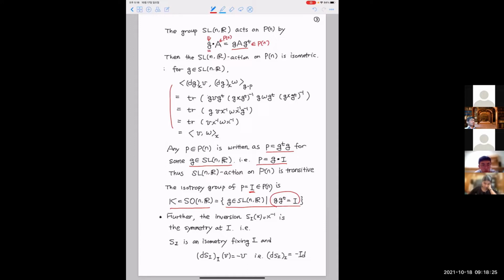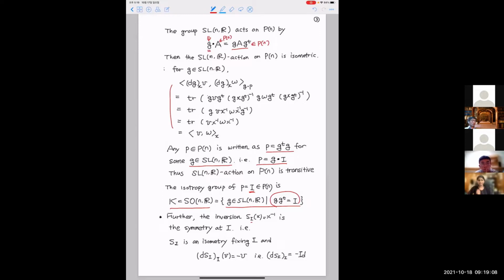Then we define some inversion, which corresponds to the geometric reflection in the definition of symmetric space. Okay, so let's define an inversion. The inversion at the identity is defined as sigma I of X equals X inverse. Okay? So this is the isometry at I, because it fixes the identity and also its differential is minus identity. You can easily see that.